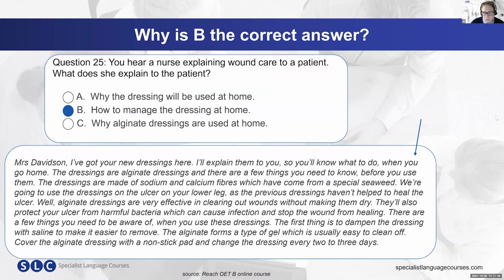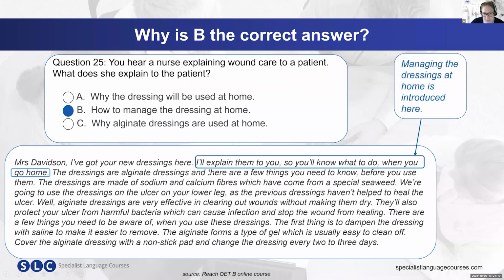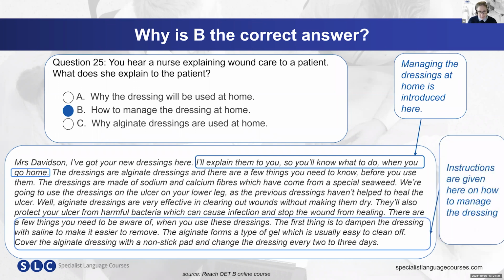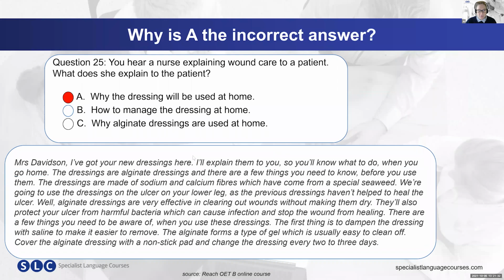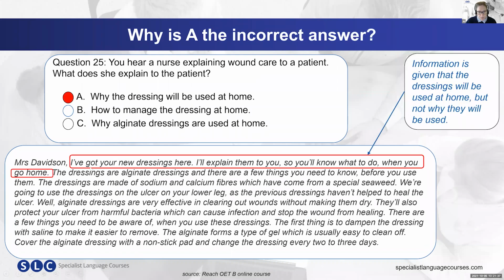about how to use the dressing. It says here, I've got your new dressings here. I'll explain them to you so you know what to do when you go home. So the idea of managing the dressings is used at home. She then goes on to say what kind of dressings they are. And then later at the end, the instructions are given on how to manage the dressing. If we look at why the other options are incorrect, it talks about the dressings, but not why they're going to be used at home.